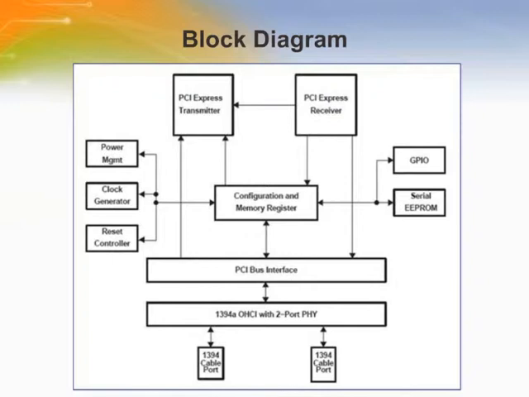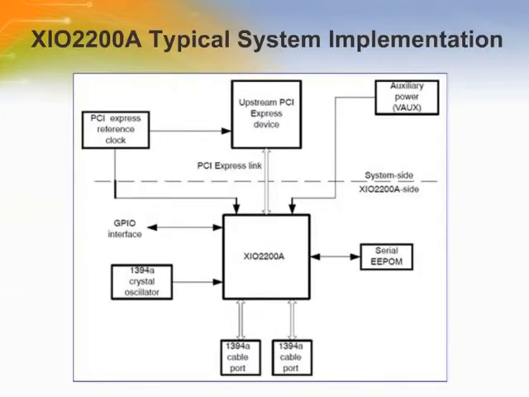This slide shows a simplified block diagram of the basic architecture of the PCI Express to PCI bridge with 1394A OHCI and 2-port PHY. The top of the diagram is the PCI Express interface, and the 1394A OHCI with 2-port PHY is located at the bottom of the diagram. This figure represents a typical implementation of the XIO2200A. The solution provides robust PCI Express link to 1394A cable port protocol conversion in a single semiconductor package.